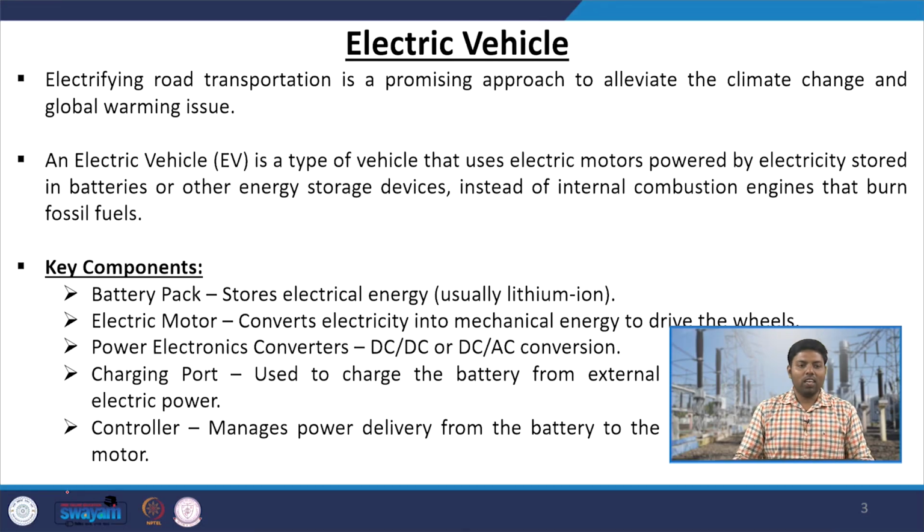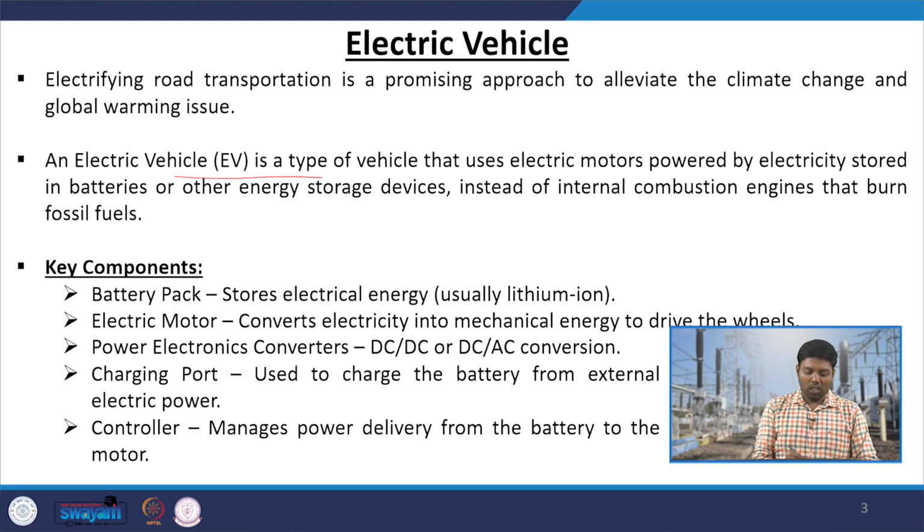Electric vehicles are now being integrated aggressively in the power networks because we want to reduce global warming and air pollution. Electrifying road transport is becoming very popular, and that is how electric vehicles keep getting added in our system, which is actually an extra load we are adding to our energy circuit.